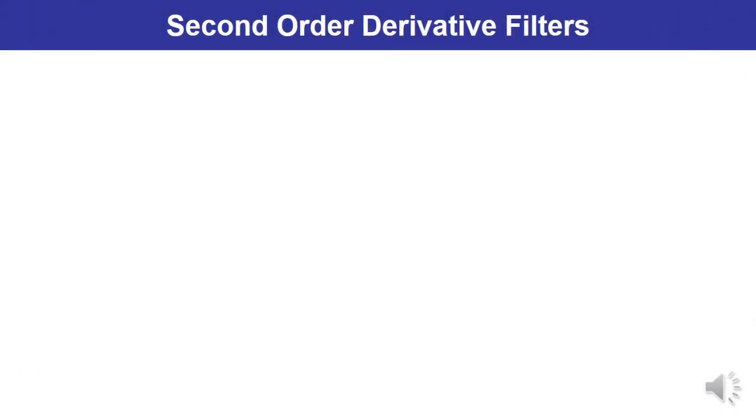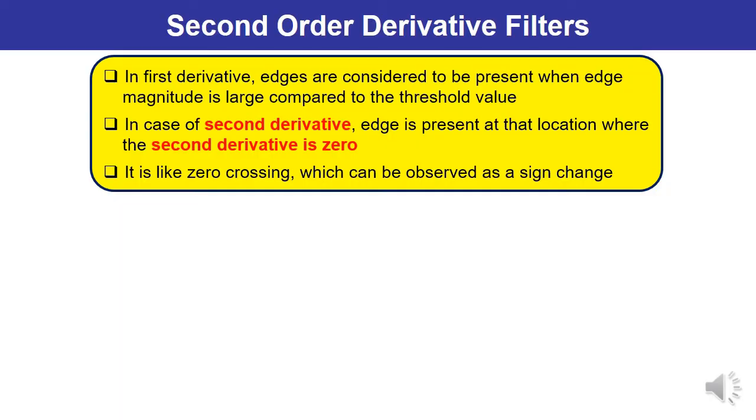What are second order derivative filters? See, edges are considered to be present in the first derivative. It means whenever you are calculating the magnitude and the edge magnitude is greater than the threshold, you know how to calculate the first order derivative, how to calculate the second order derivative. So in case of the second order derivative, an edge is present at that location where the second derivative is 0.